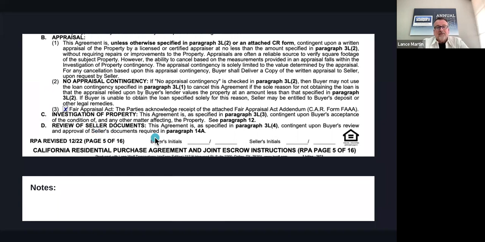Review of seller documents. This agreement, as specified in paragraph 3L, is contingent upon buyer's review and approval of seller's documents. Well, what are the seller's documents? Well, everything listed in paragraph 14A, which we're going to get to later. But what is that? Well, it's a transfer disclosure statement. It's the homeowners association documents. It's their SPQ. It's the, hey, the seller disclosed that there was a murder in the house. All of those things have to be reviewed and approved by the buyer, and the buyer ultimately can say, I'm disapproving the seller's documents, whatever those happen to be.